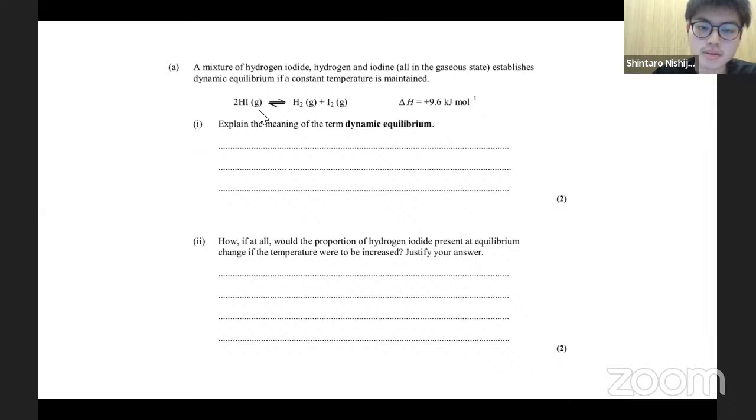So it's going to favor the forward reaction. More hydrogen iodide will react to form hydrogen and iodine. Equilibrium will shift to the right, and when it shifts to the right, we have less hydrogen iodide present. So the answer is that it will decrease. I think there were quite a lot of mixed answers because it is a tricky question. So let's look at the mark scheme.